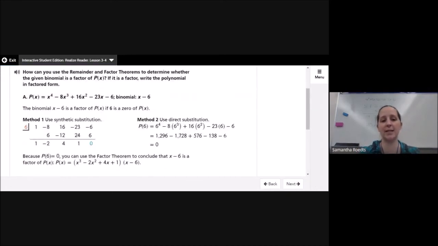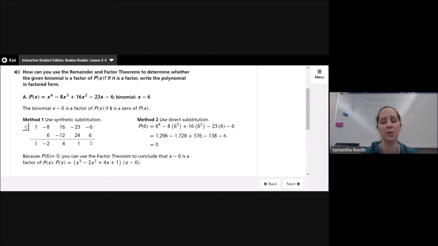So the binomial x minus 6 is a factor of p of x if 6 is a 0 of p of x. So basically when I divide by 6, if I get 0 as a remainder, then it is a factor, okay? So I can use synthetic substitution, which is basically the synthetic division, or I can use direct substitution. I really recommend using synthetic substitution because it's going to be easier to factor, okay? In the long run, if you move on to pre-calculus, you'll need this. This is actually something you'll see again, and you'll actually be asked to factor it out even further. So I recommend using synthetic substitution and getting to know it really well.